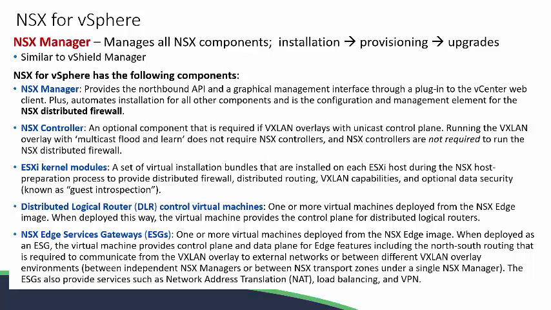But here's the NSX manager, which manages all the components. Then the controller is the component that's required if VXLAN overlays with the unicast control plane. Then the ESXi kernel modules that exist on the hosts. The distributed logical router control virtual machines, and that's deployed in the edge image. And then the NSX edge services gateways, and they're deployed, that provides control plane and data plane for edge features for north-south switching.